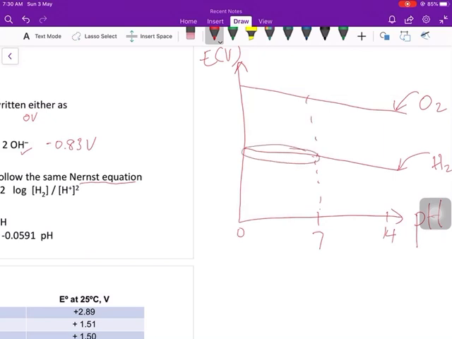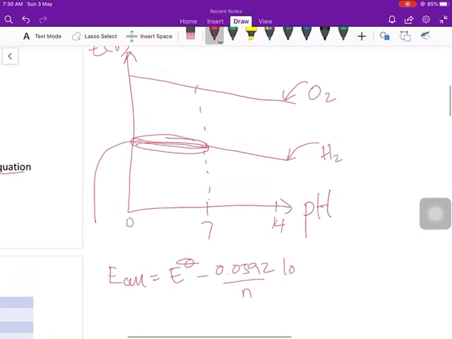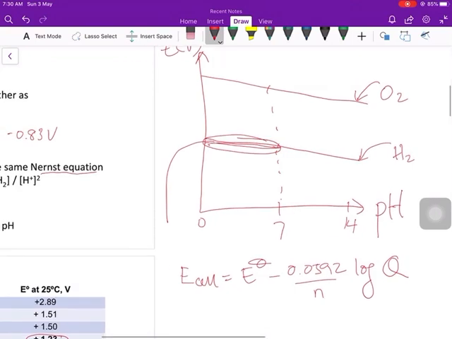When the condition is acidic, in order to plot the slope, you must use the Nernst equation. E cell equals E standard minus 0.0592 over n log Q. Q is the reaction quotient between products and reactants.